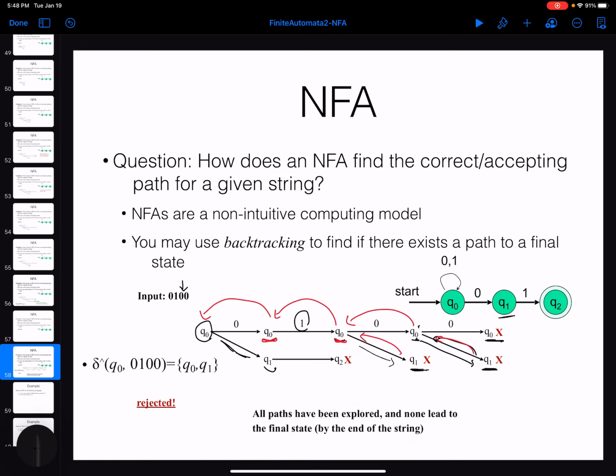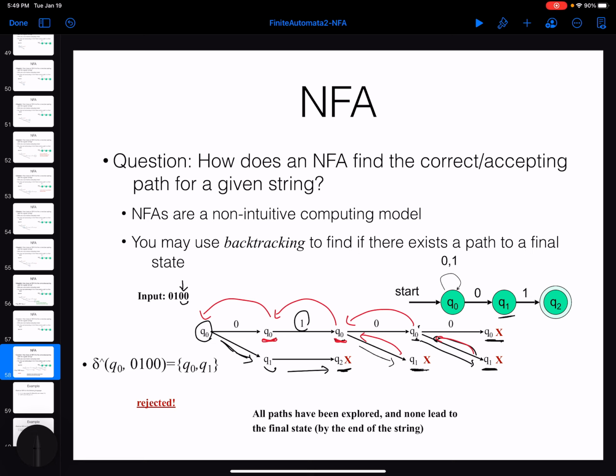By reading a 0, we go to Q1. At Q1, by reading a 1, you go to Q2. And then here, you still need to actually read two more zeros, right? But at Q2 there is no transition, and so this machine is going to crash at this path as well. So we couldn't find any path to accept the string. This string is going to be rejected.